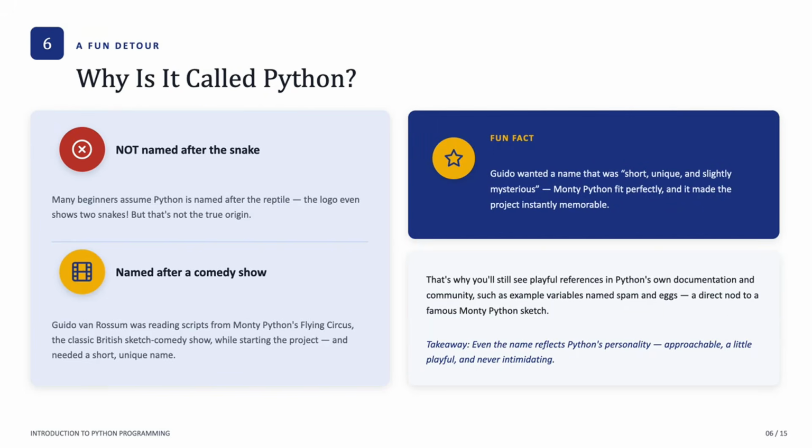Over the next few lectures, we'll gradually learn how to write Python programs ourselves. By the end of this course, you'll be able to build your own projects from scratch. This is just the beginning of your Python journey. In the next slide, we'll discover the fascinating story behind Python's creation and why it became one of the most popular programming languages in history.